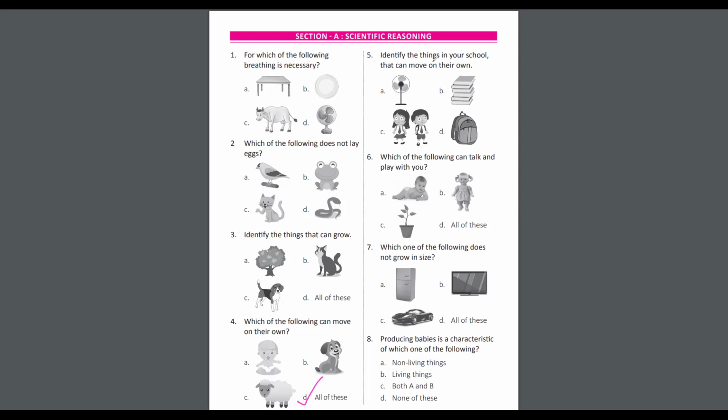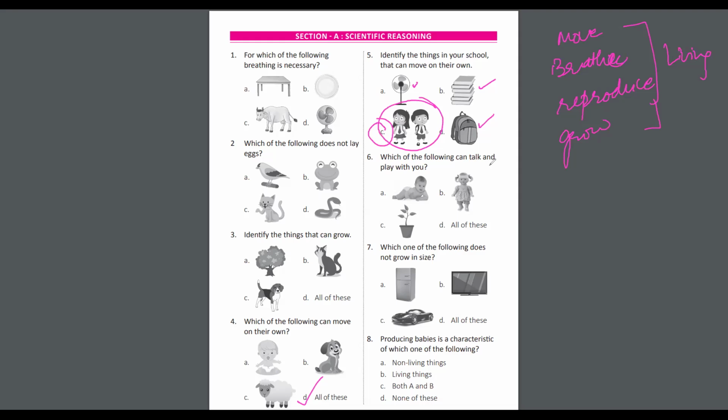Identify the things in your school that can move on their own. As we know, which can move, which can breathe, which can reproduce are all your living beings, right? These are all your living beings. But which cannot move, which cannot breathe, which cannot reproduce, which cannot grow are your non-living beings. So here, which can move? Only human beings can move. This book, this bag, and this fan cannot move itself. So C is the answer.